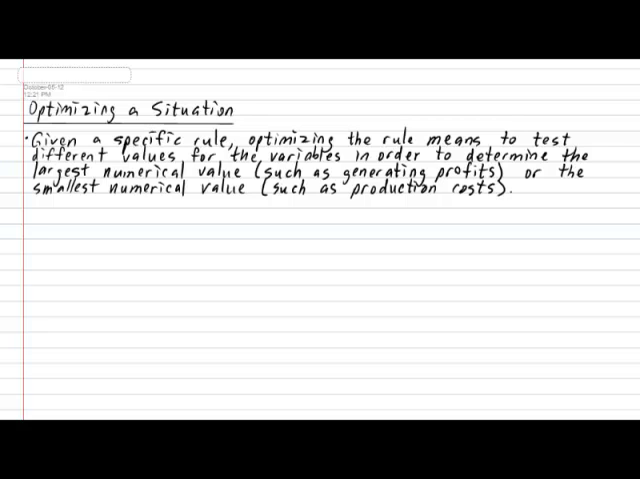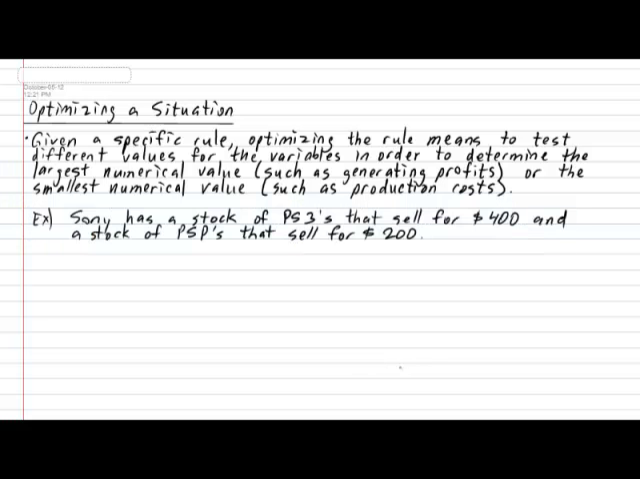So let's take a look at an example of a company whose rule we'd like to maximize. In our example, suppose that Sony has a stock of PlayStation 3s that sell for $400 and a stock of PlayStation Portables that sell for $200. Sony would like to maximize its revenue from these two products. To create a rule for the situation, first we must define our variables. So suppose that I set the PlayStation 3s to be X and a number of PlayStation Portables to be Y.